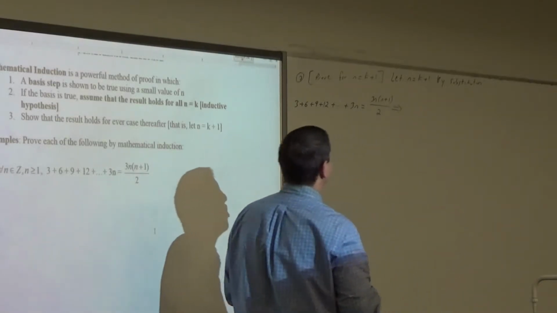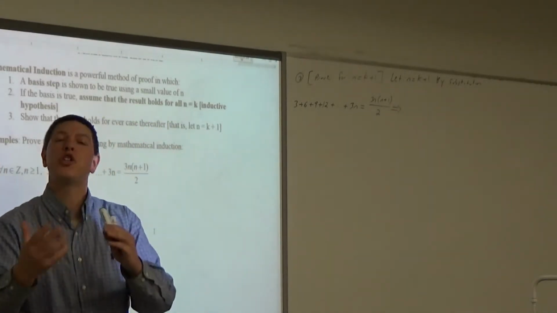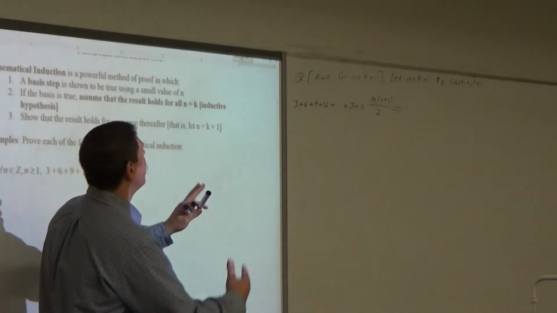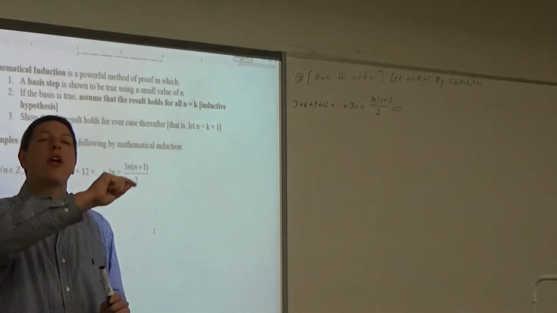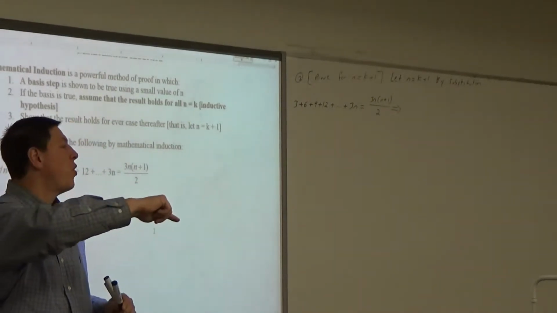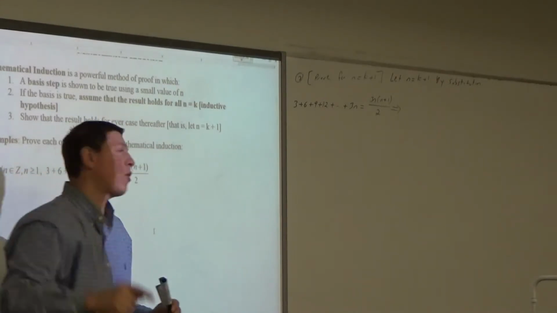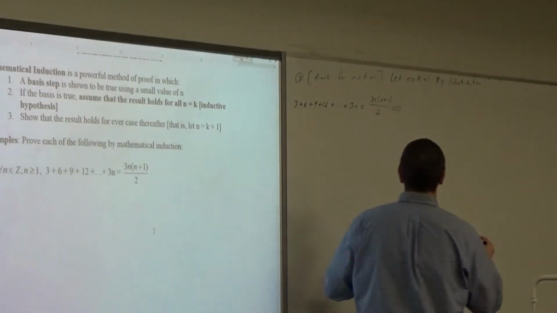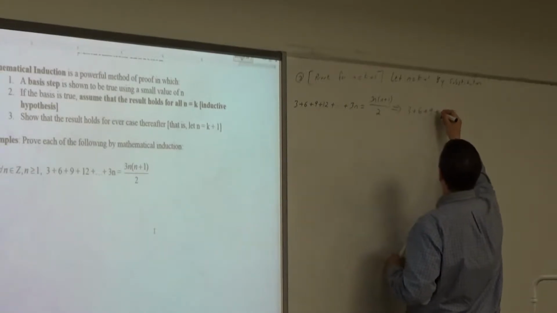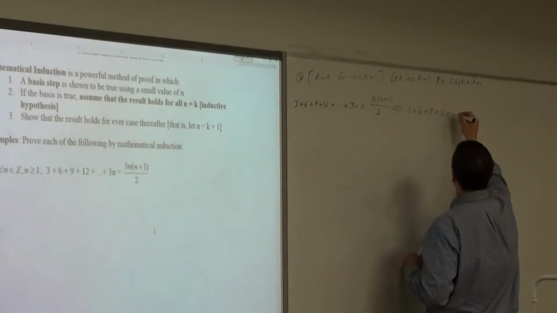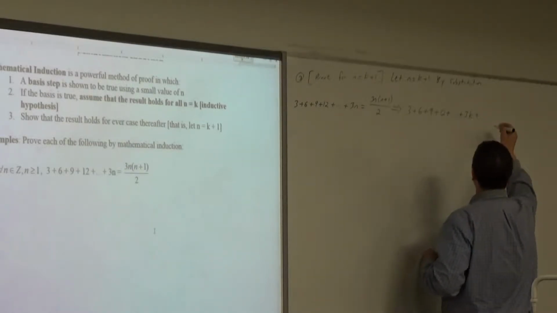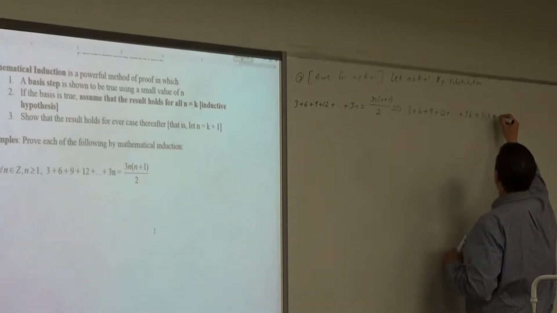And we're going to substitute k plus 1. Now I'm going to show you what it means to substitute k plus 1. On the left-hand side, we're going to go up to the k plus 1th term. So the k plus 1 term is the term after 3n in this case. So this is going to become 3 plus 6 plus 9 plus 12 plus and so on plus 3k plus 3 quantity k plus 1.